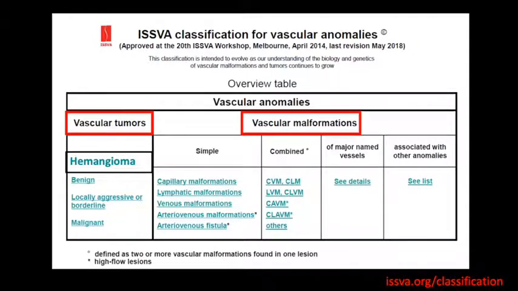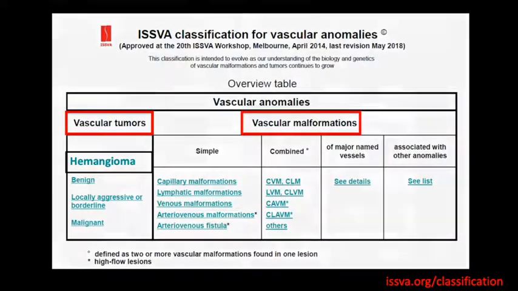On the other hand, vascular malformations is a much broader and more heterogeneous group of lesions, and they're named by their vessel of origin. So you can see under the simple column that there are capillary, lymphatic, venous, arteriovenous malformations, and arteriovenous fistulae. And then each one of those can be combined with others to create combined vascular malformations. And then there are other categories such as malformations of major named vessels and associated with other anomalies. And again, you can go to the issva.org classification and click on these, and you will get a really nicely organized, detailed list.